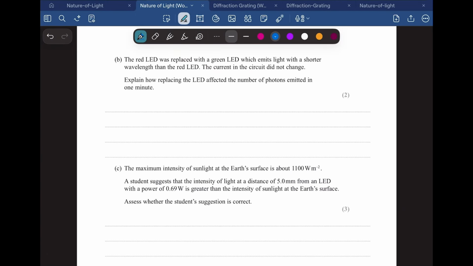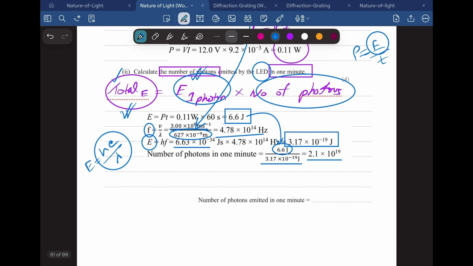Now in the next part of the question, it says the red LED was replaced with a green LED which emits with a shorter wavelength. The current in the circuit did not change. Explain how replacing the LED affects the number of photons emitted in 1 minute. So what does shorter wavelength mean, guys? If something has a shorter wavelength, then the energy of one photon will be greater, right?